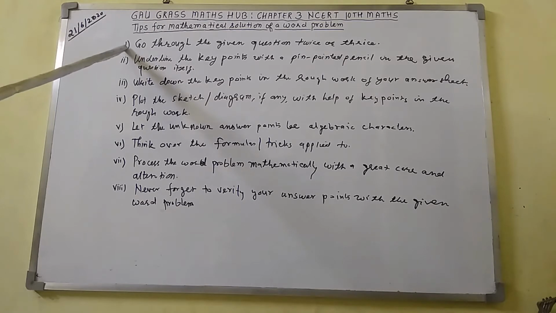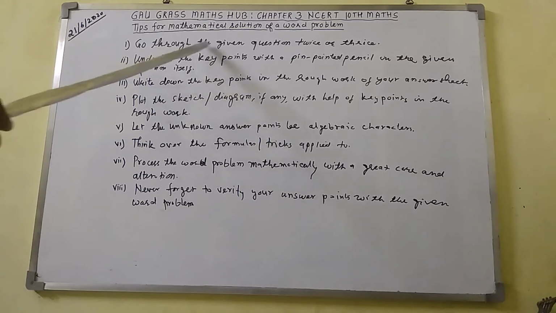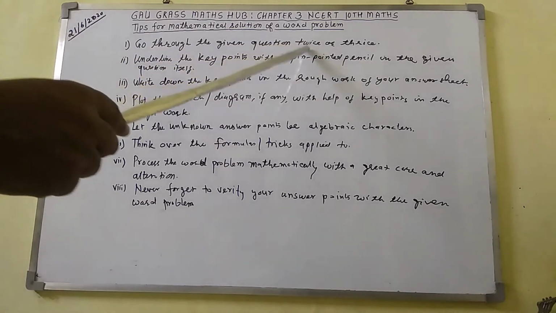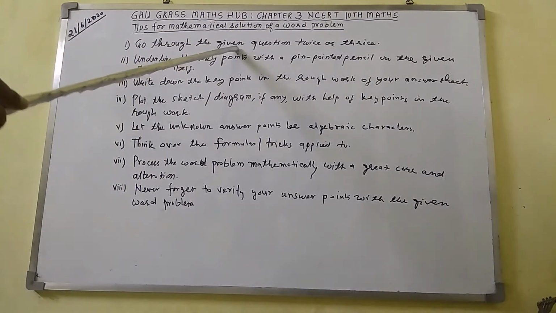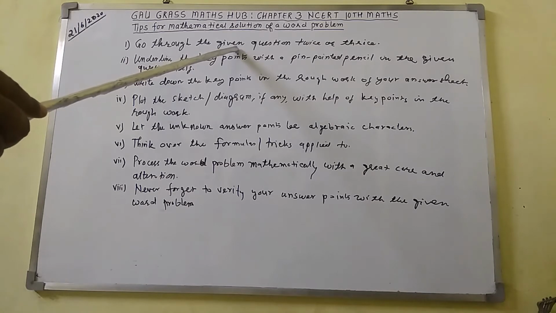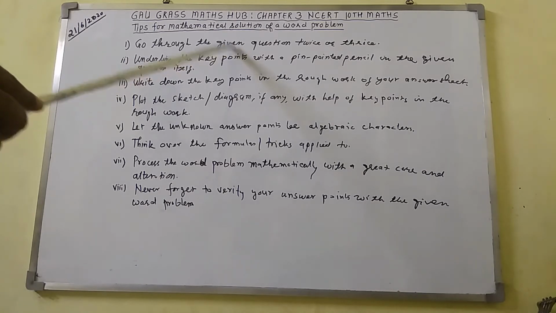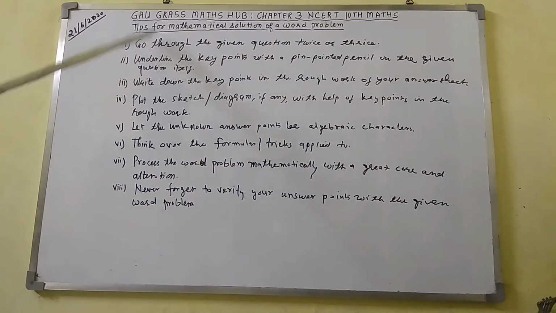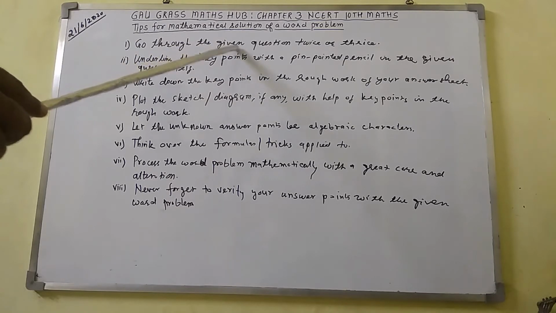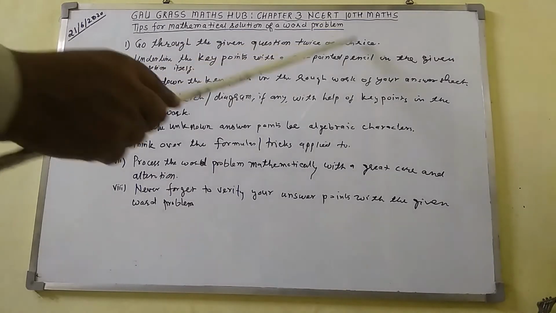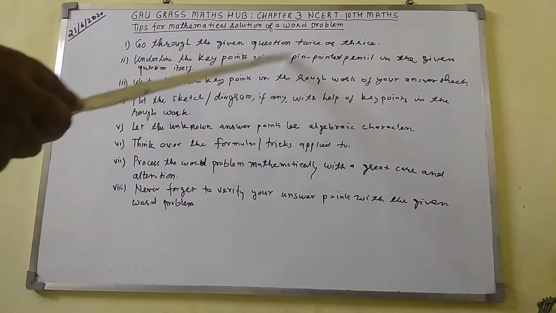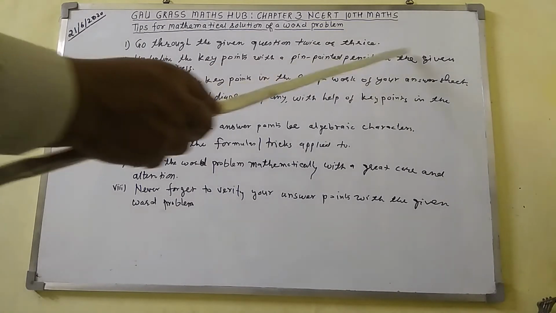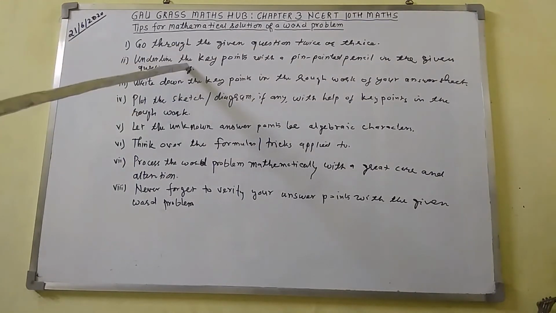Now, tip number 1 is go through the given question twice or thrice. The given question means the question given in your question paper itself. You have to go through the given question in the question paper twice or thrice. Now, come to second point, underline the key points with a pin-pointed pencil in the given question itself.